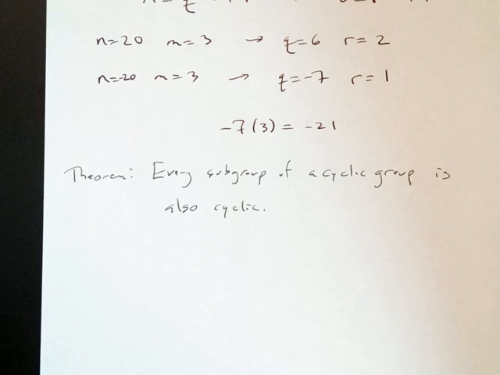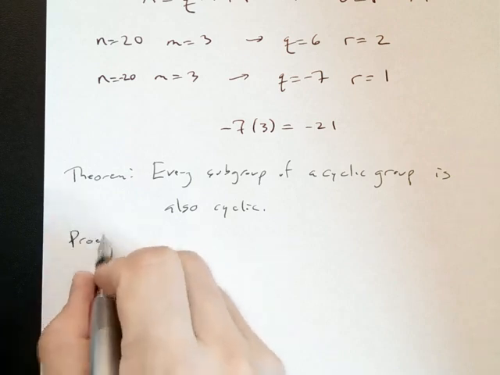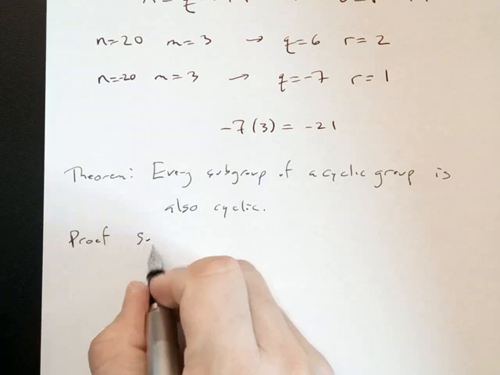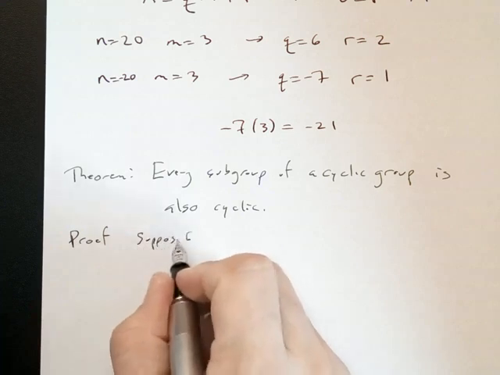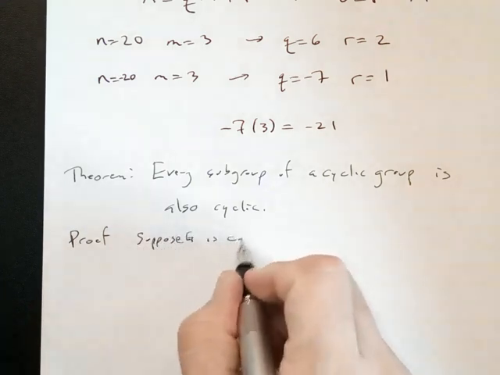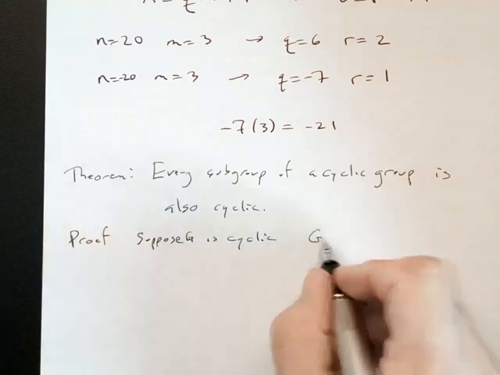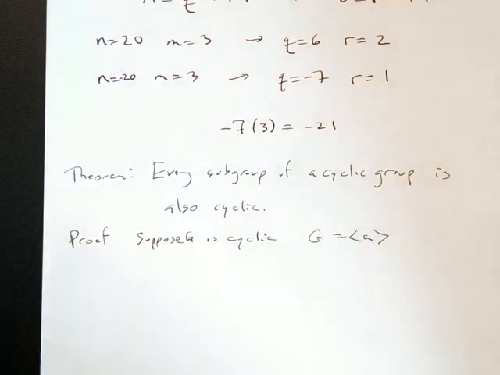Again, I'm going to do this from the definitions. Proof. Suppose G is cyclic, then G is generated by A. I don't know what A is, doesn't matter. Pick a subgroup.